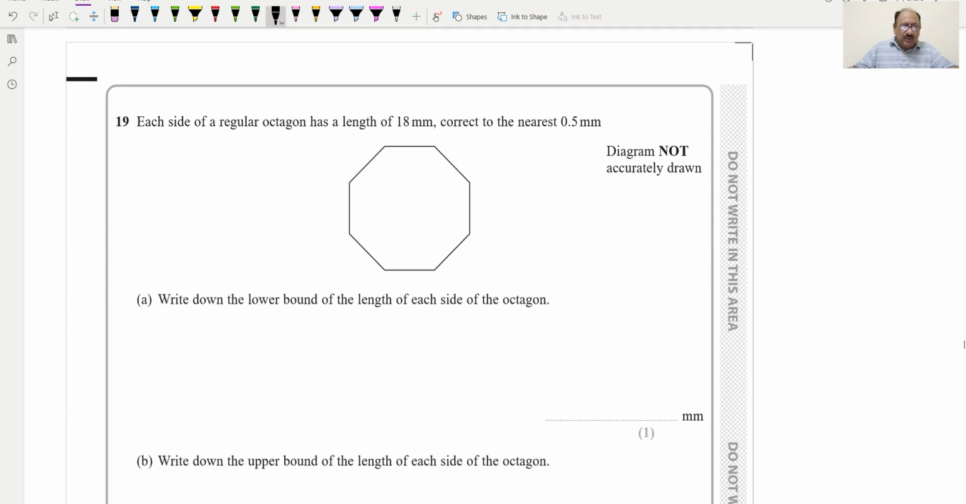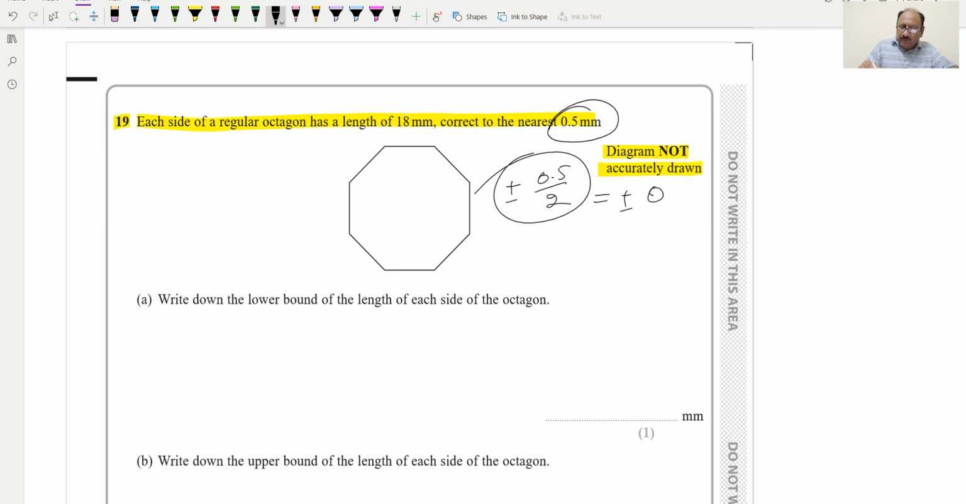Now question number 19, and question number 19 is a lower bound upper bound question. Each side of the regular octagon has a length of 18 mm, correct to the nearest 0.5 mm, and the diagram is not accurately drawn. Nearest 0.5, so plus minus 0.5 by 2. This is what we will be doing for upper and lower bound, and this is equal to plus minus 0.25. This will be the net, plus minus for upper and lower bounds.